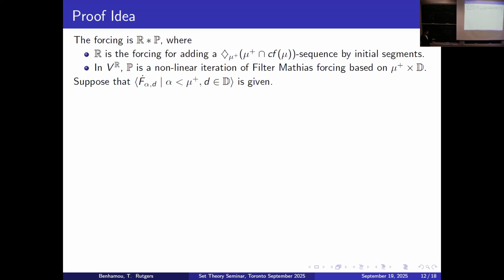When you force that, you generically get a real, and that real has the property that it diagonalizes, or answers, every set in F from a certain point. It's a pseudo-intersection for F.